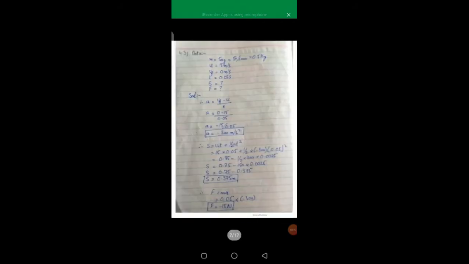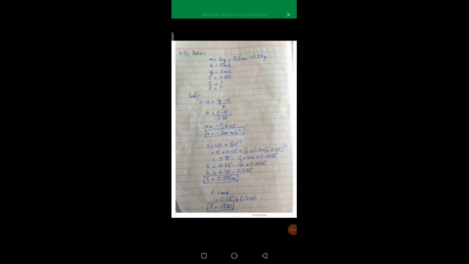Mass is 50 gram, which we will convert into kg. Initial velocity is 15 meter per second, final velocity will be 0 because it will come to rest. Time is equal to 0.05 second. Now we have to find the distance and the average force. How do we find the distance and average force? For this, firstly we have to find out the acceleration, because for every equation we first need the acceleration.